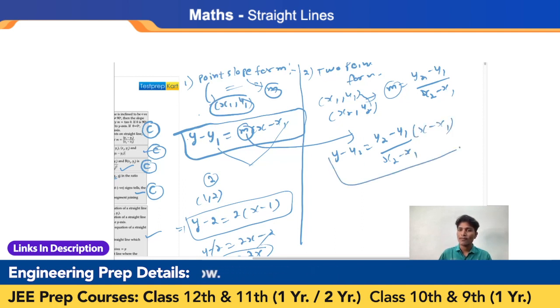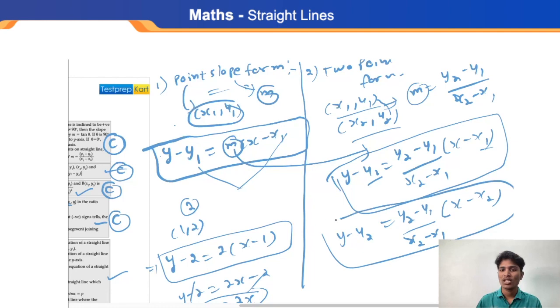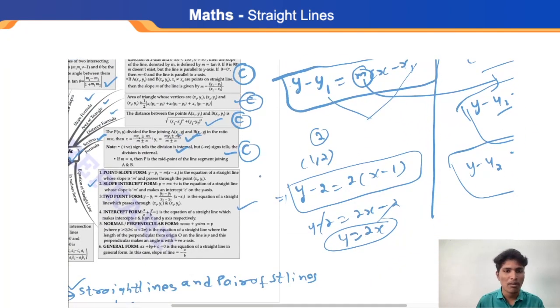This is the answer. You can write like this, or you can write like this, that is y minus y2. I can take the second point as a reference also. Here I have taken the first point as a reference, but the second point can also be taken. Y minus y2 is equal to y2 minus y1 divided by x2 minus x1 into x minus x2. This is also an answer. Yes, this is another format. Sorry, the second format is not completed, the third format is completed. That is 2-point form. The next format is slope intercept form.